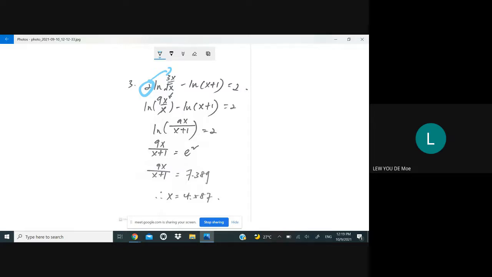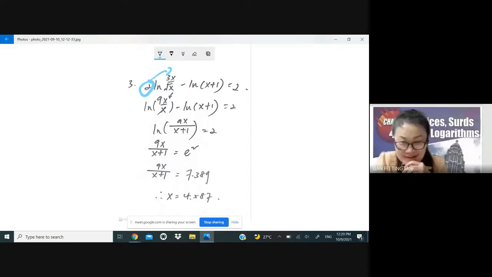That's why I'll use e, as you can see from your calculator. There's a button where you can press the value of e squared. After you press e squared on the calculator, you'll get 7.389, and 9x over x plus 1 will be equal to 7.389. From here you operate and you get the value of x. That's my working.